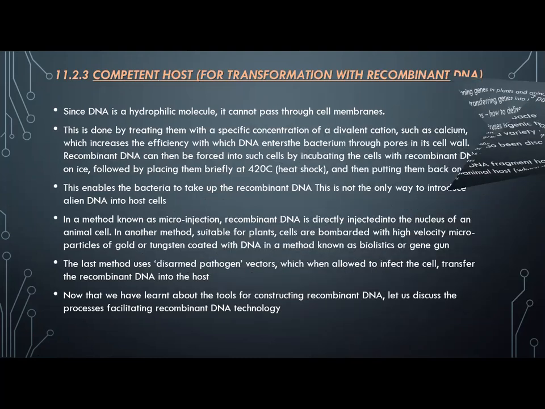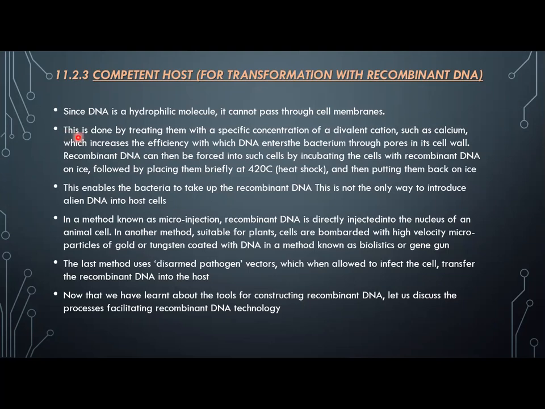Competent host for transformation with recombinant DNA. Since DNA is a hydrophilic molecule, it cannot pass through the cell membranes. This is done by treating them with a specific concentration of a divalent cation, such as calcium, which increases the efficiency with which DNA enters the bacterium through the pores in its cell wall.